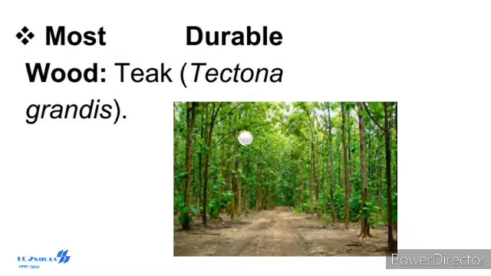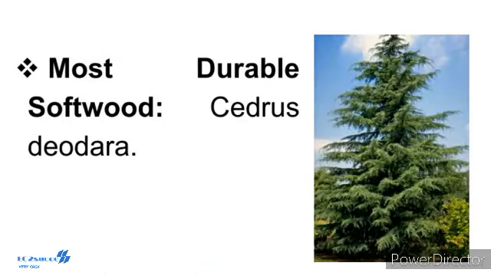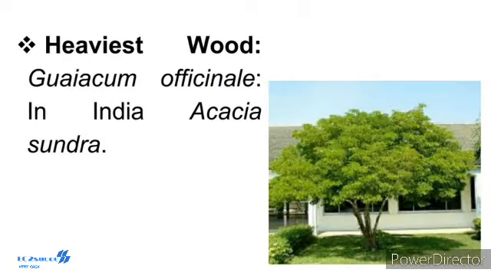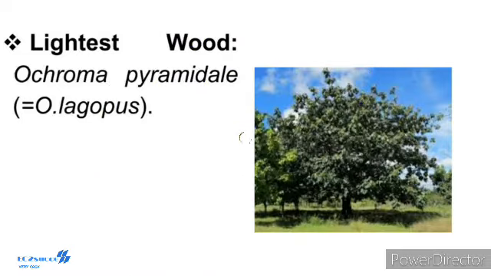Next one, most durable wood: teak, Tectona grandis. Another one, most durable softwood: example Cedrus deodara. Another one, heaviest wood: Hardwickia binata, in Indian Acacia suundra. Another one, lightest wood: Ochroma pyramidale.